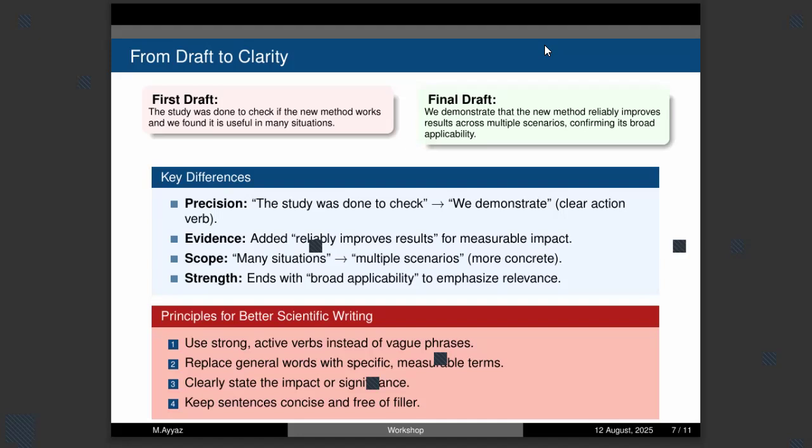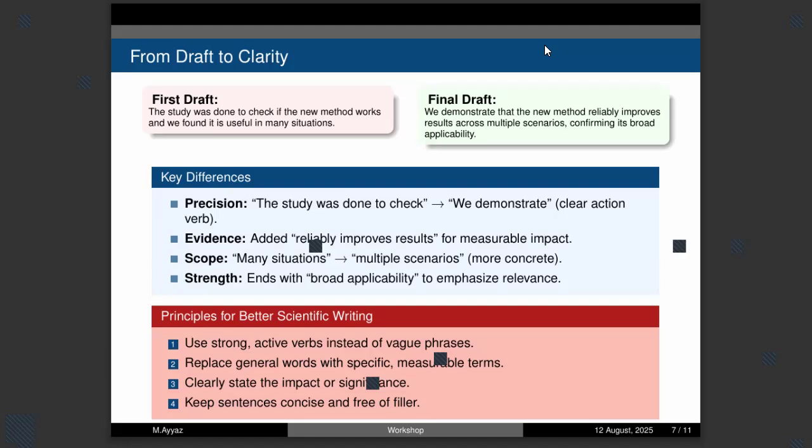In order to enhance the precision, we can change the phrase "the study was done to check" to a more precise and strong phrase, that is, "we demonstrate." So "we demonstrate" replaces "the study was done to check" in our second draft. And then we can replace the vague phrase with "reliably improves results for measurable impact."